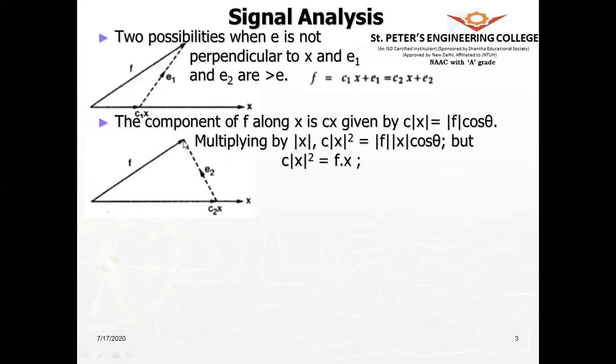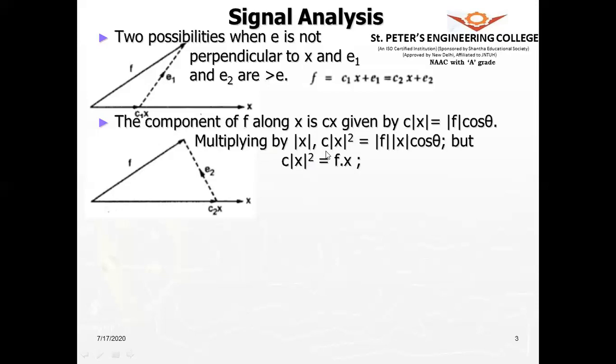The projection of one vector upon the other is minimum when the error vector is minimum. I mean, when the error vector is perpendicular to the vector on which it is being projected. So the component of f along x is given as Cx, which can be computed as C into mod x is equal to mod f cos theta.